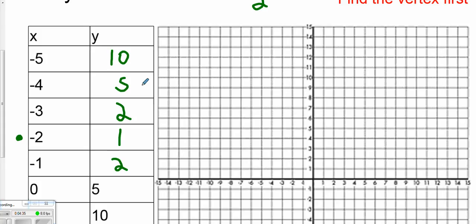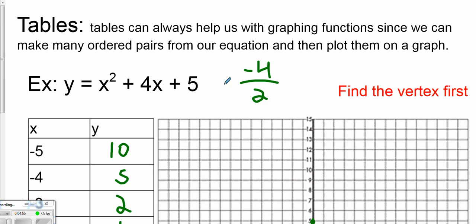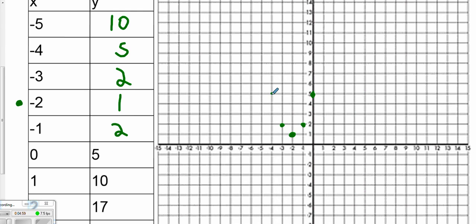Now we can start plotting our points. Remember, our vertex was at negative 2, 1. So right here is our vertex. Then at negative 1, we're at 2. Also at negative 3, we're at 2. At 0, we're at 5. And that one should also make sense because that should be our y-intercept. And then again at negative 4, we're at 5. At 1, we're up at 10.